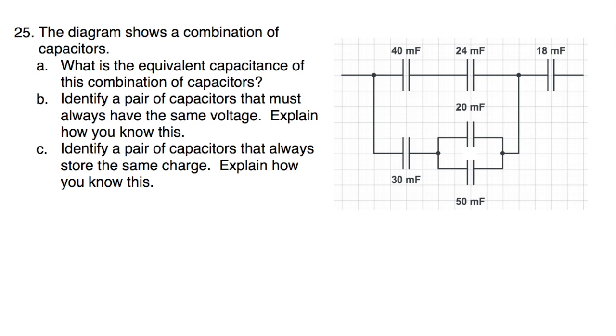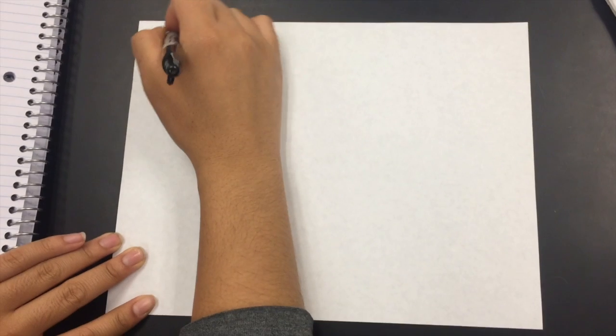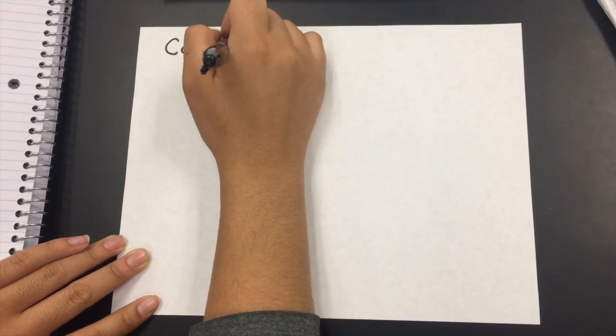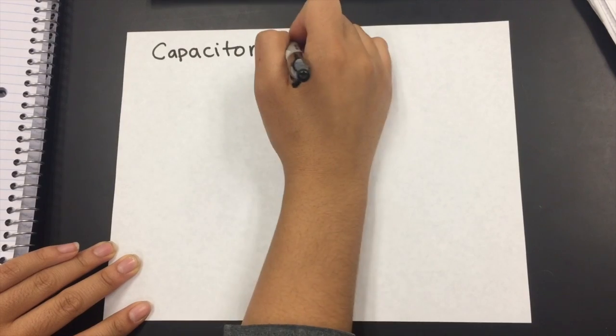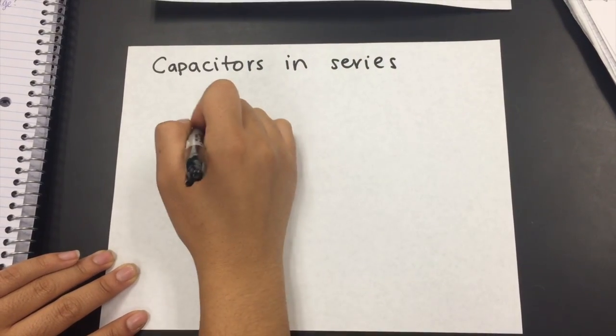In this question, we will address how to find the equivalent capacitance of circuits. Furthermore, we will describe how the properties of capacitors in parallel and those of capacitors in series differ. In a circuit, capacitors can either be in series or in parallel. First, we will discuss capacitors in series.